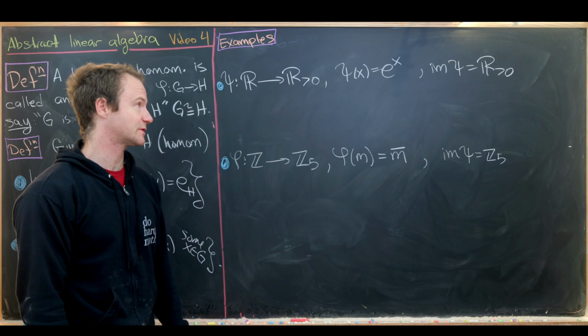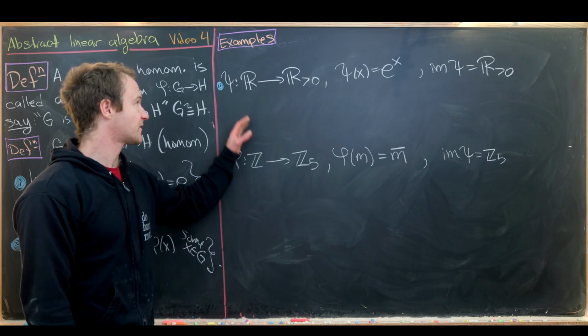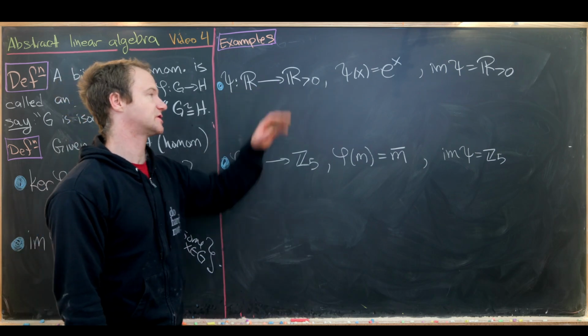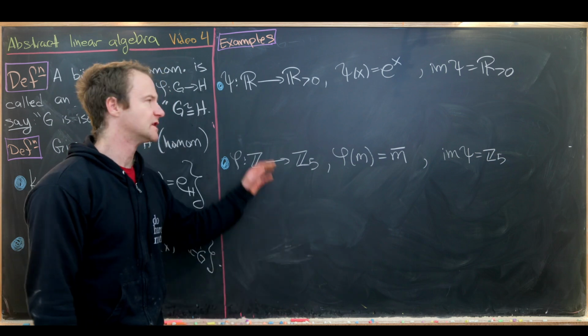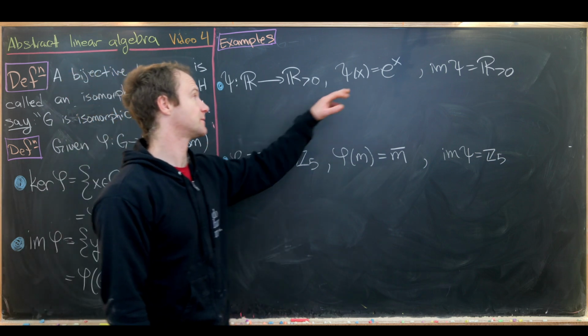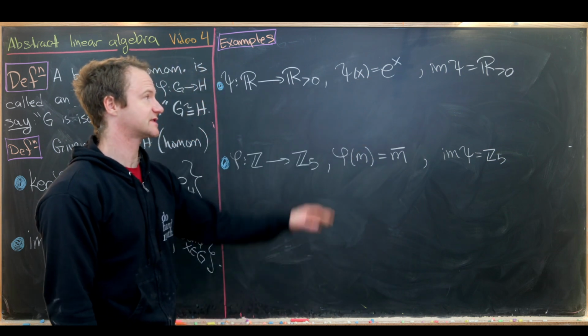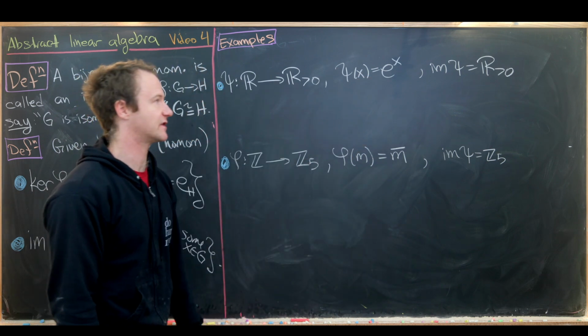So let's look at two examples where we calculate the kernel. The first is psi going from R to R greater than 0. So this is the example that we saw before. It says psi of x is e to the x. So as before, we saw the image was everything.